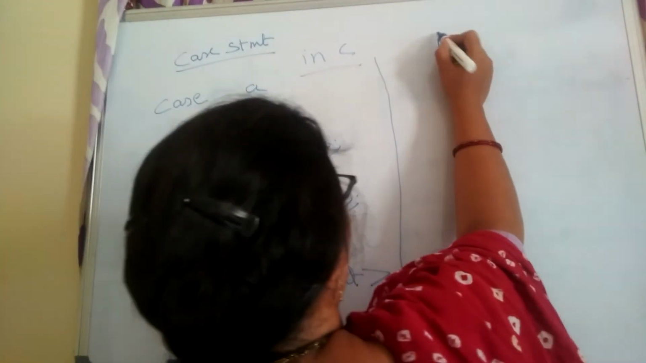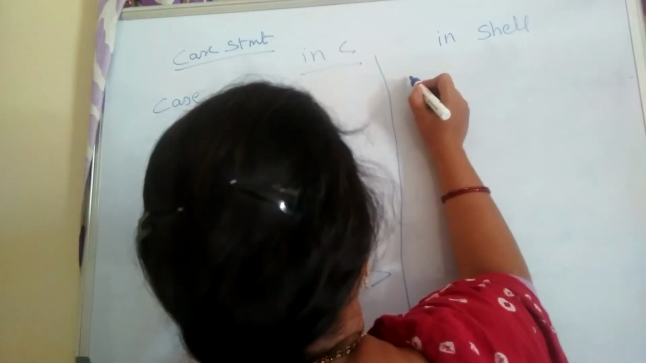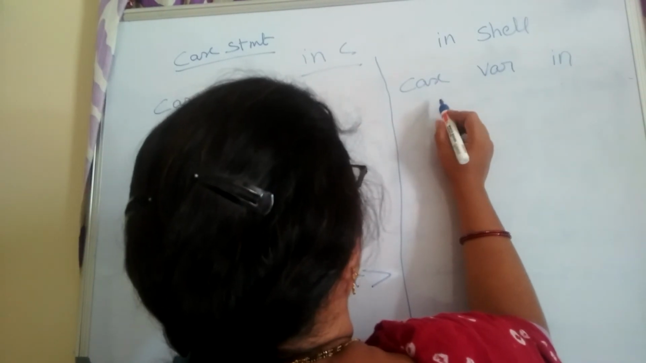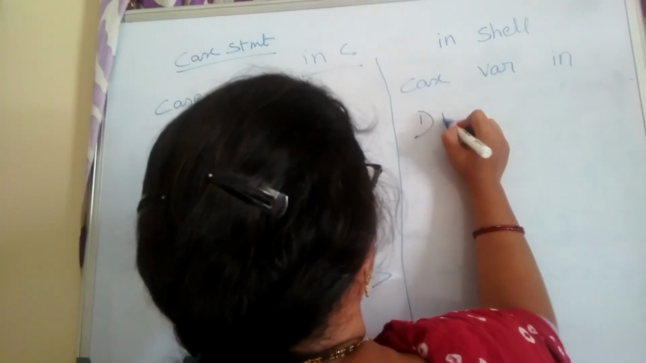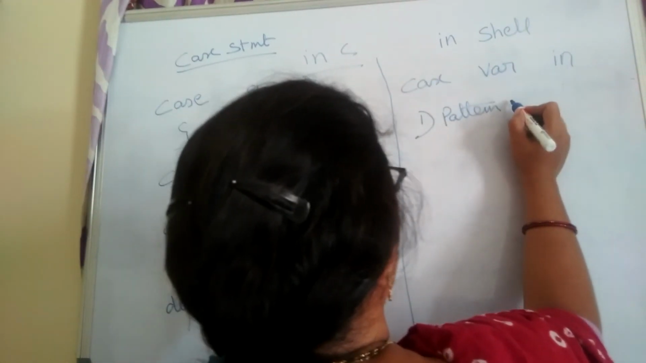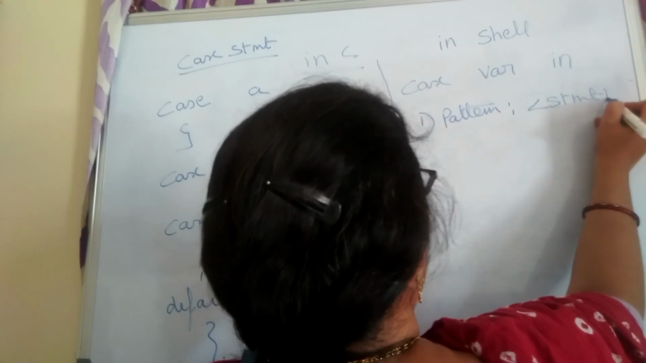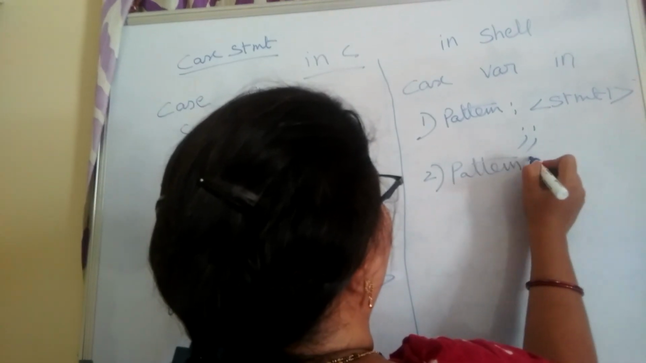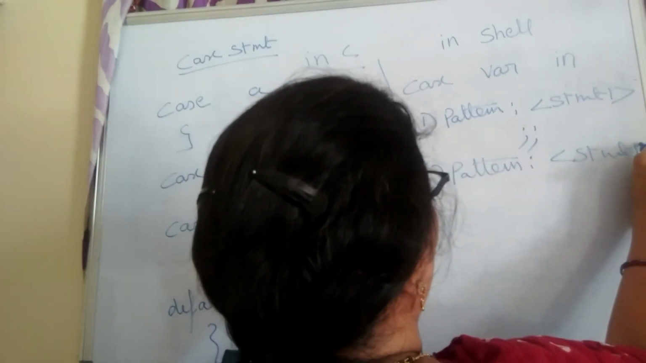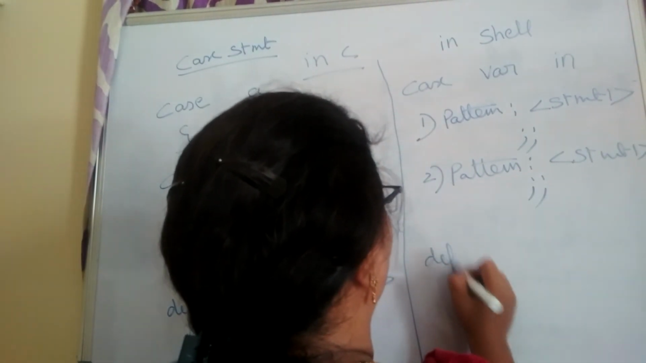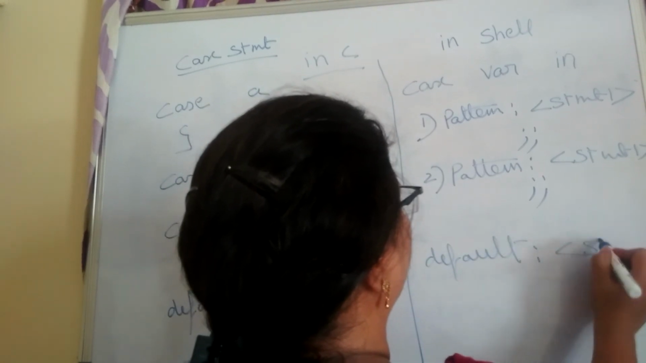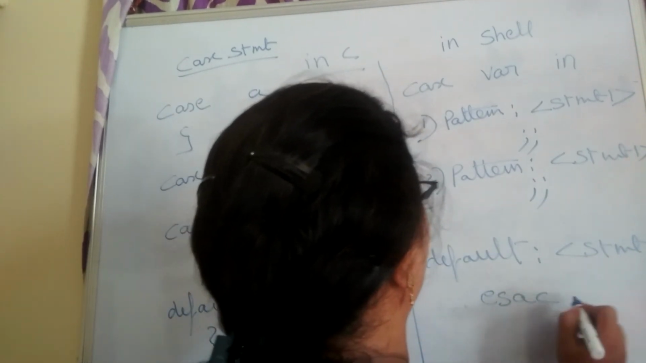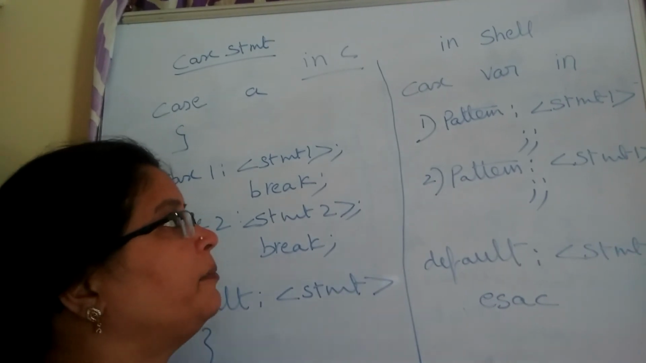How does the case look in shell? case variable in pattern 1) statement 1 ;; pattern 2) statement 1 ;; and at the last we have default *) statement 1 ;; and at the last we write esac. This is the way to write the case statement in shell.